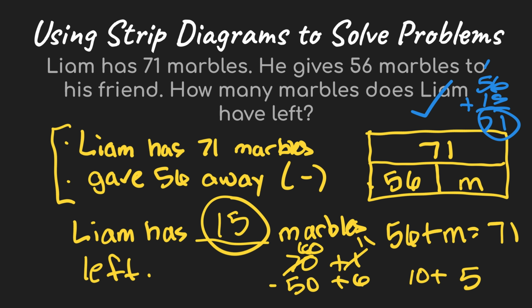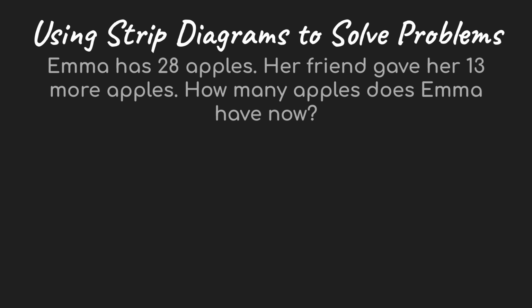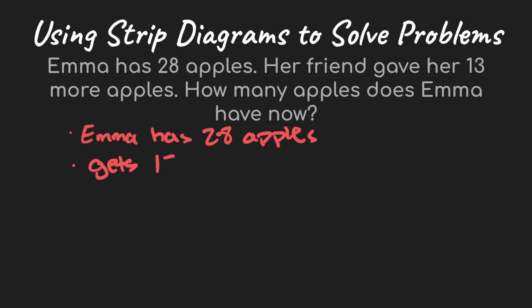All right, let's do a couple more. Emma has 28 apples. Her friend gave her 13 more. How many apples does Emma have now? All right, so important information. I would say Emma has 28 apples. She gets 13 more. And this is a point, you don't have to do this, but if she's getting more, I think we're probably adding.